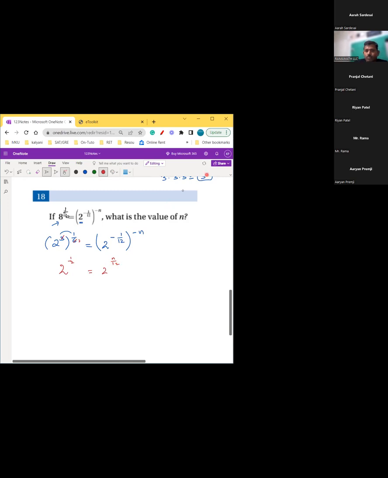In the exponents, there is one rule: when you have the same base and they're equal, that means your exponents have to be the same. These should be equal too. So what I can write is 1/2 equals n over 12, and you just solve for n. Cross multiply, butterfly method. So 12 over 2, that is 6, and n is 6. Just be careful. Sometimes it's easy to make mistakes. We have to be very careful with these questions.